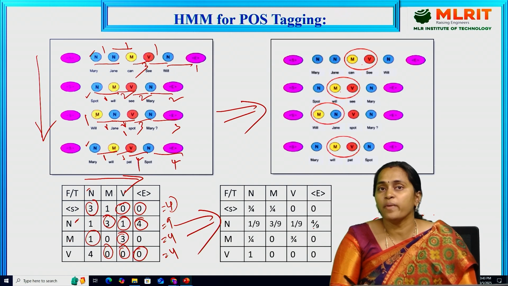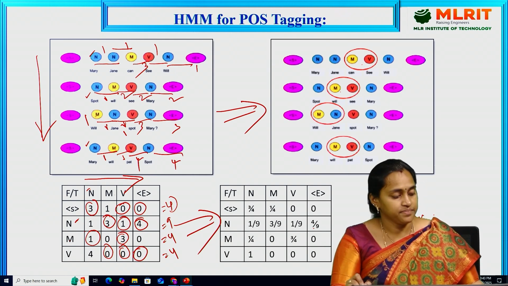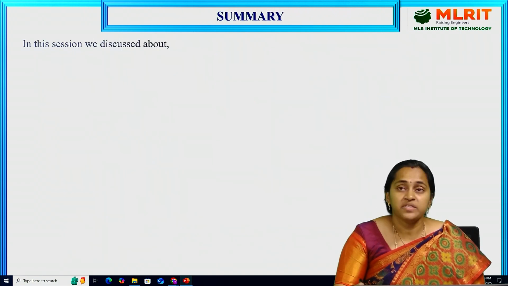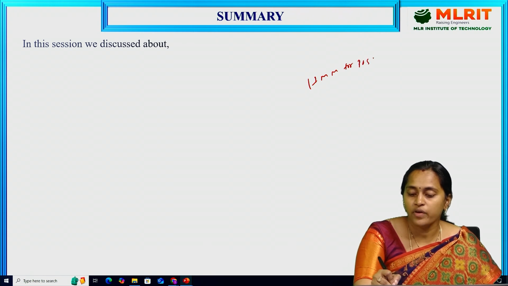You can also calculate tag sequence probabilities like this. So in this session we discussed the HMM for POS tagging, and how we apply the probabilities to the words.